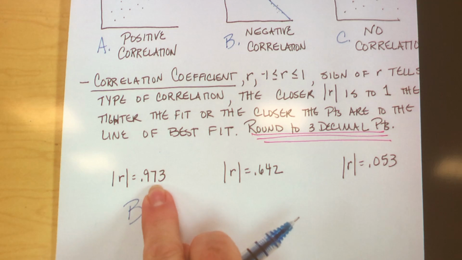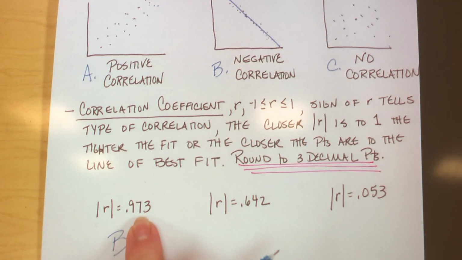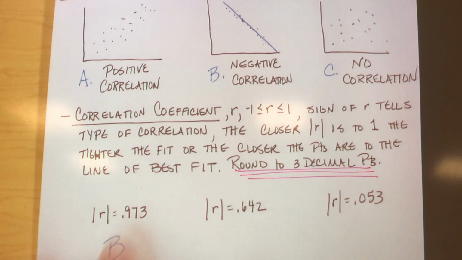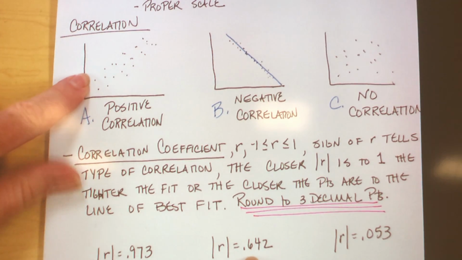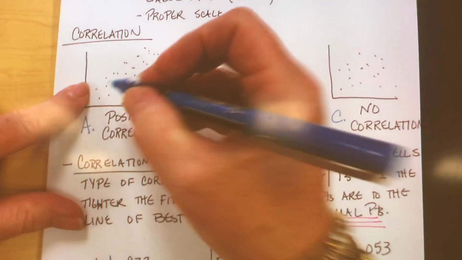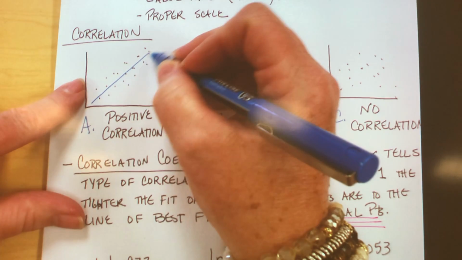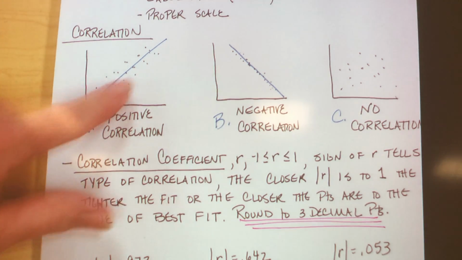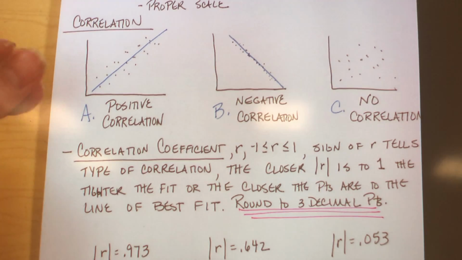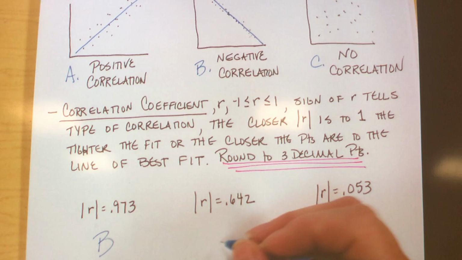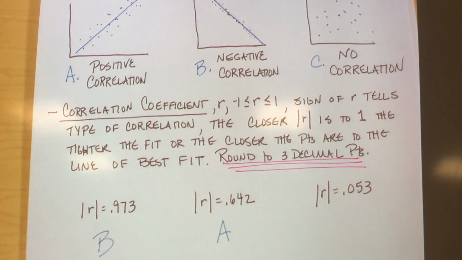He's very close to 1. Now, who's the next closest to 1? A, this guy right here, and that would be this graph. If you draw a line of best fit here, I'm following the points, but are they very close to my line? They're kind of spread out. They're not very tight with that line. So I would say this one was A.